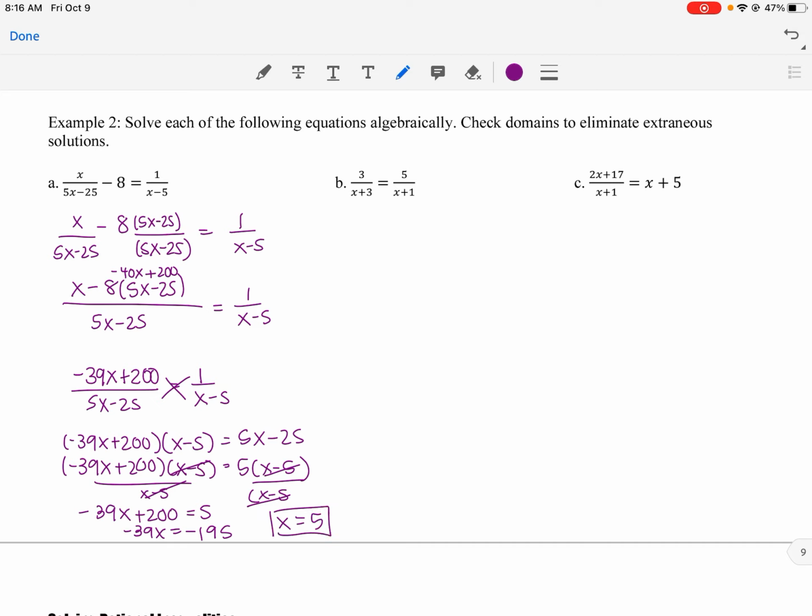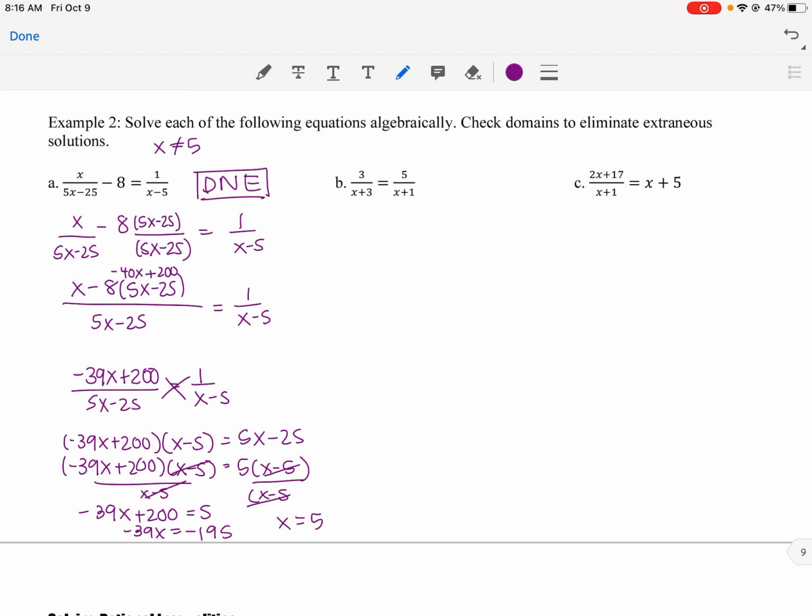Okay, the thing here is they say check for extraneous solutions, right? So x equals 5 looks like it should be the solution, but notice as you look at these functions at the top, we have a vertical asymptote at 5, right? Our domain restriction says that x cannot be 5. So therefore, this answer does not exist.